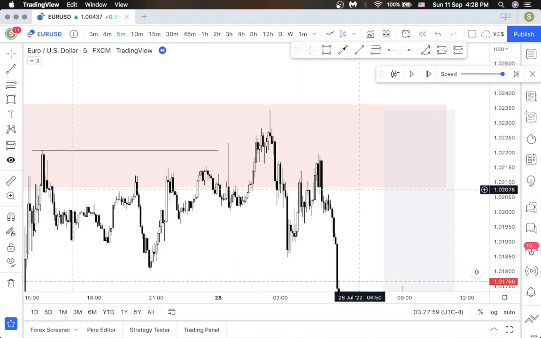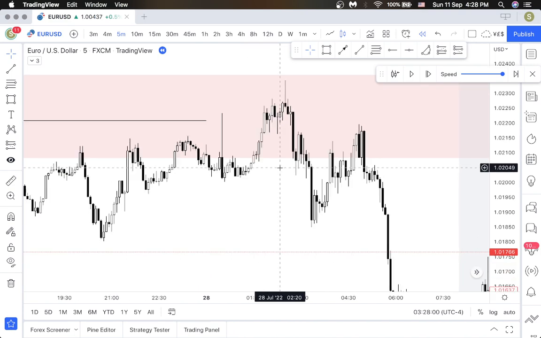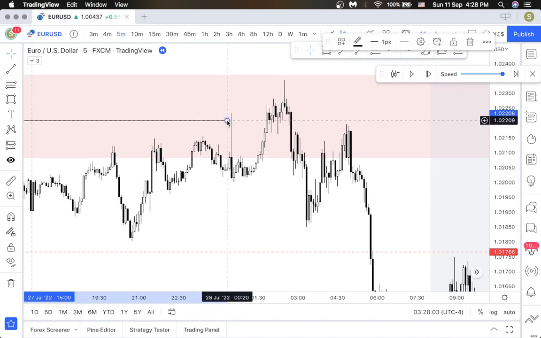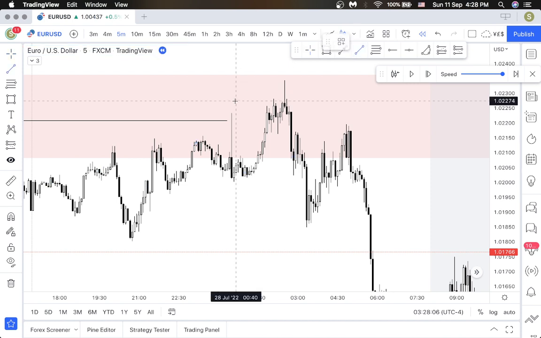So I can show you on the lower time frame. Oh, this is a good example. Okay, so we take out this high, and then we come up. We take out this high again.